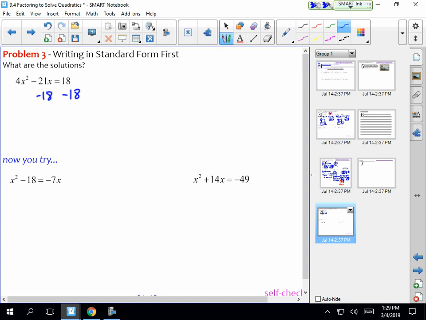So subtract 18 from each side. That's what you're going to do first. You need to get it in standard form. So we've got 4x squared minus 21x minus 18 equals 0.